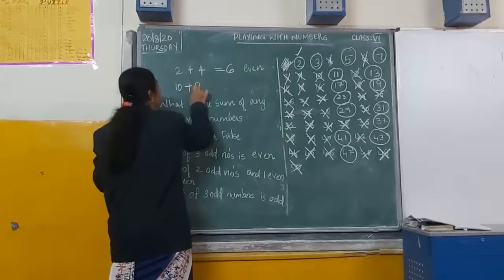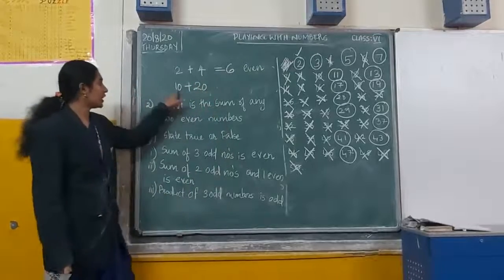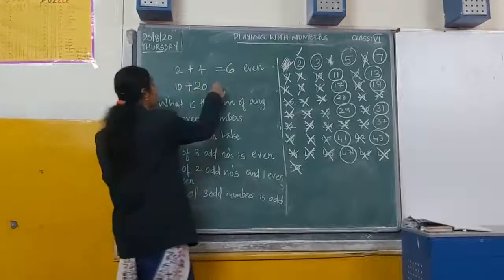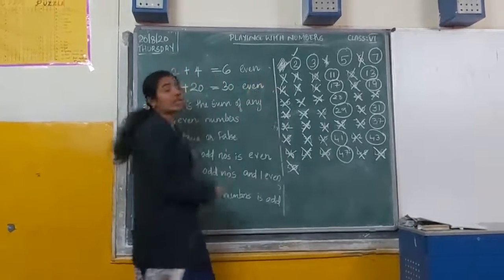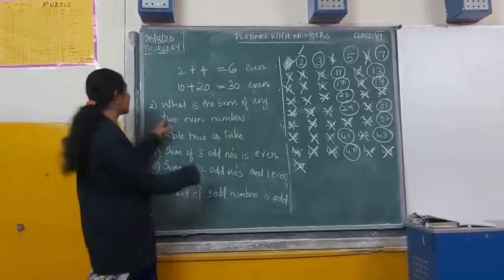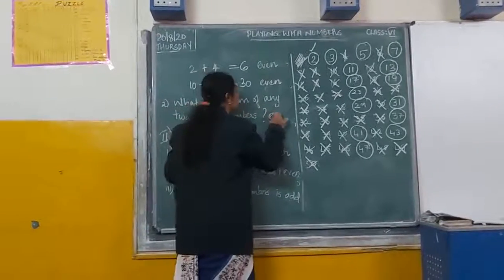10 plus 20. When you take the sum of two even numbers, what will you get? 30. That is an even number. Isn't it? So what is the answer? The answer is even.